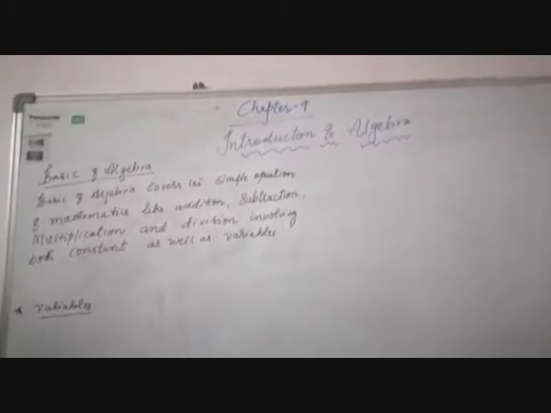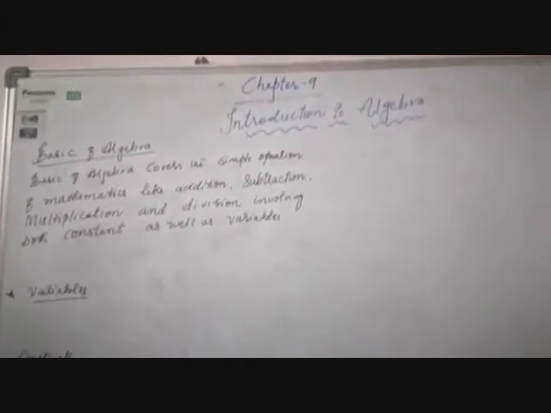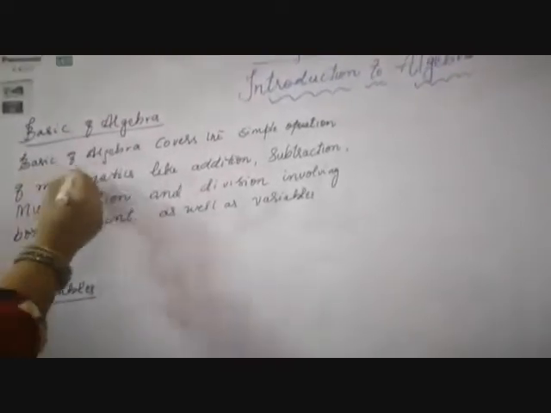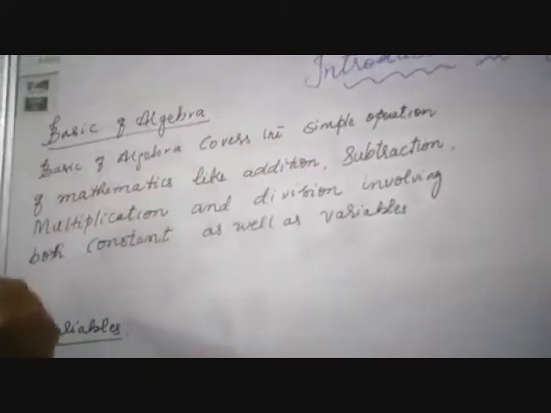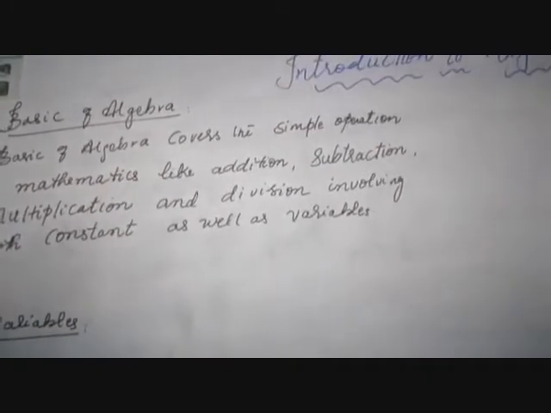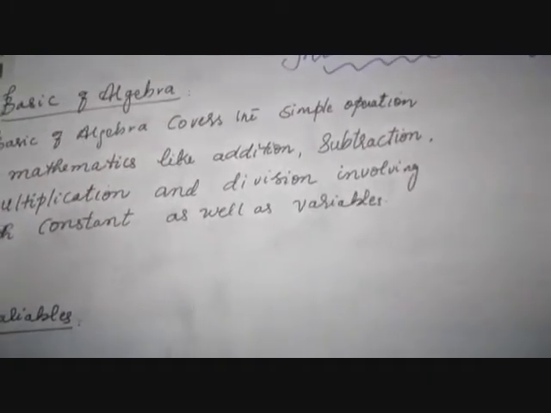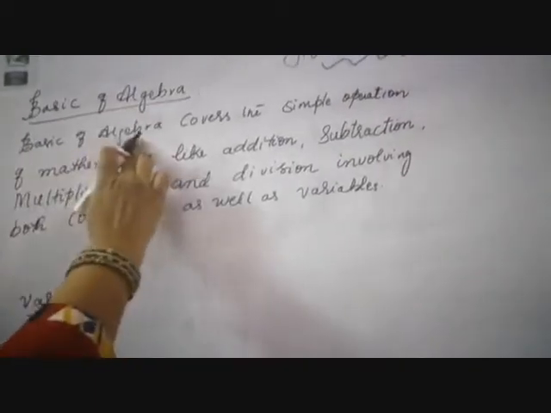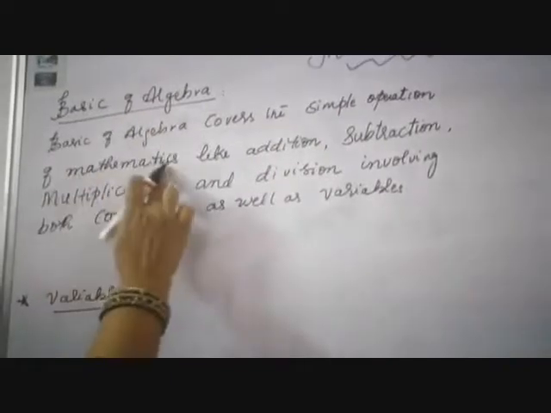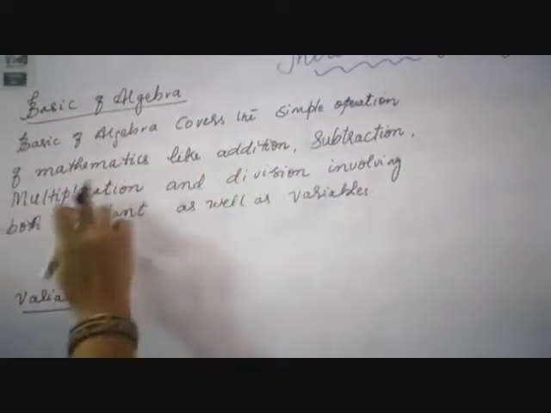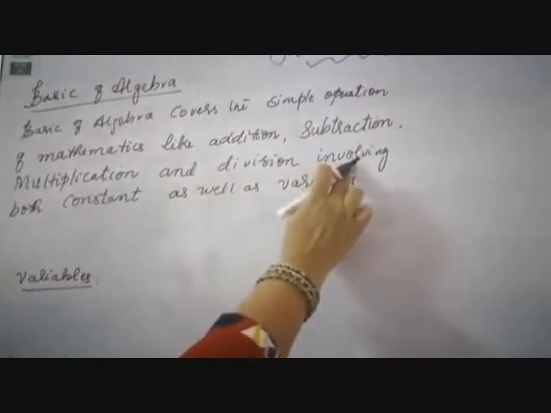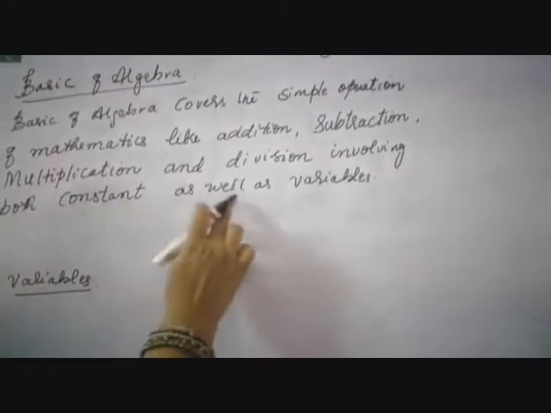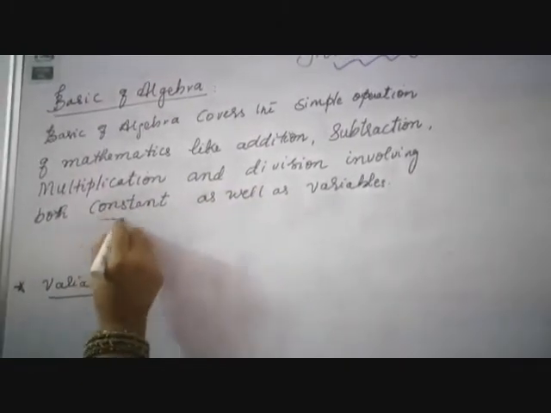Actually, you should know what is algebra, children. First of all, learn about algebra. What is called algebra? The basic of algebra. Basic of algebra covers the simple operations. What are the simple operations? Four fundamental operations. That is nothing but addition, subtraction, multiplication and division. Basic algebra covers the simple operations of mathematics like addition, subtraction, multiplication and division, involving both constants as well as variables.